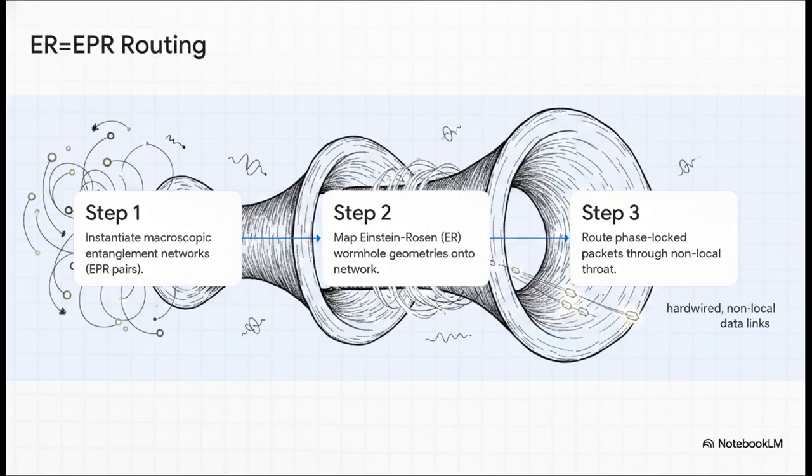To resolve this, we deploy the ER equals EPR protocol, the principle that entangled quantum particles are literally connected by micro wormholes. We map these Einstein-Rosen geometries directly onto macroscopic topological entanglement networks. So we bypassed free space tunneling entirely to create hardwired, non-local data links. The data packets aren't traveling through space. They're traversing the non-local throat of the bridge, which keeps their quantum phases perfectly synchronized.